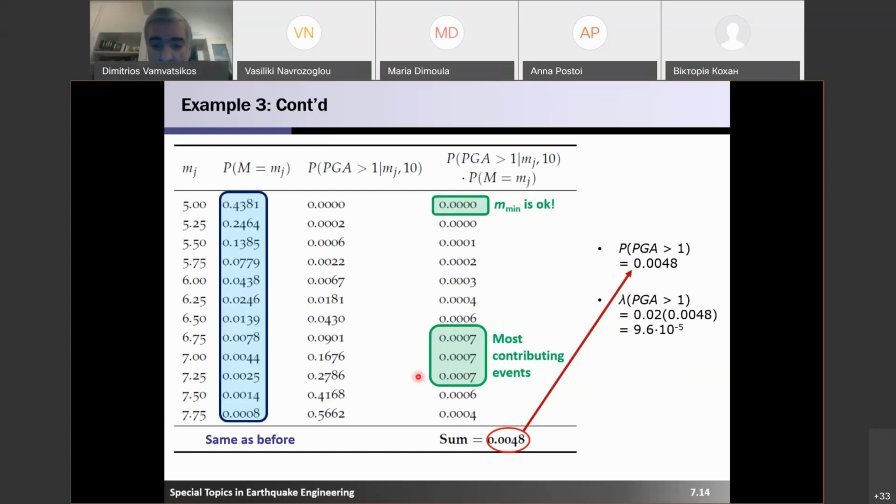And your most contributing events are somewhere here in the middle. Again, not the very low, not the very high, somewhere in the middle. Okay, we're good. I like that. That is something that I can work with. That's something that makes sense. Okay? Any questions?